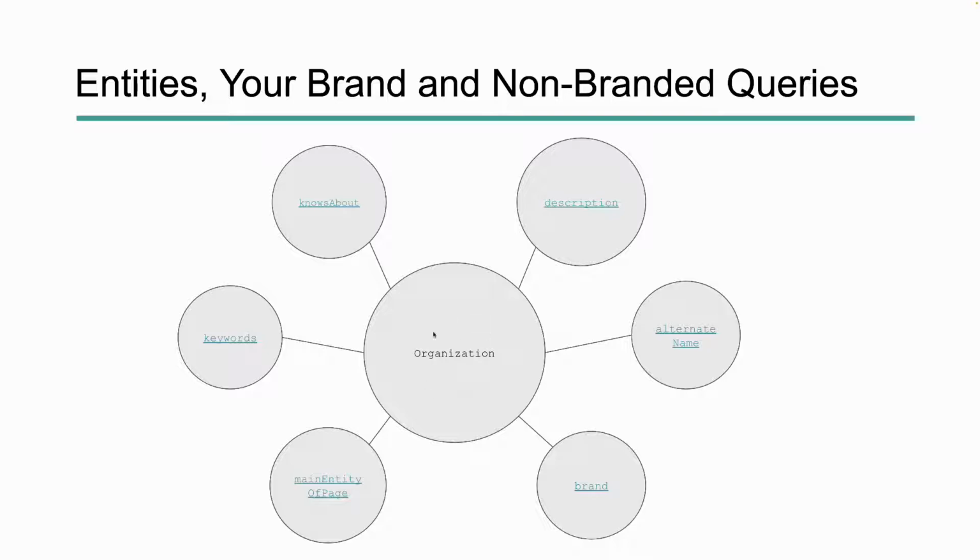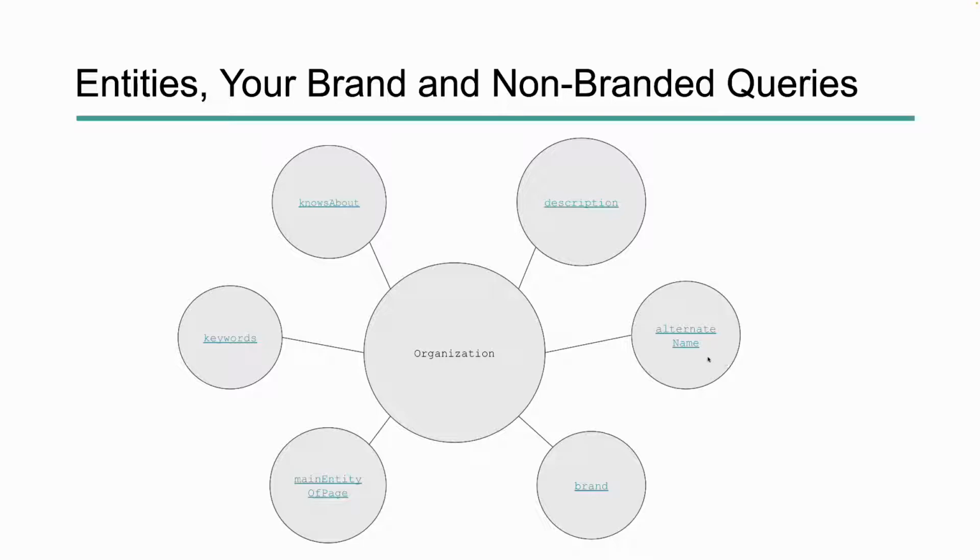So in the center here, we have organization. Now, there's a ton of different attributes that we can add to an organization when we're marking it up and helping Google understand our entity better. But one of those things is actually keywords, where you can put in specific terms that are related directly to your organization. But you can also write up what your brand knows about. These are those different concepts that your brand is maybe authoritative on. You've got a description, oftentimes, which includes those non-branded keywords.